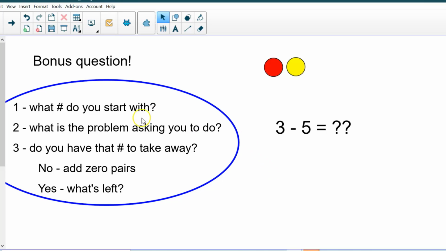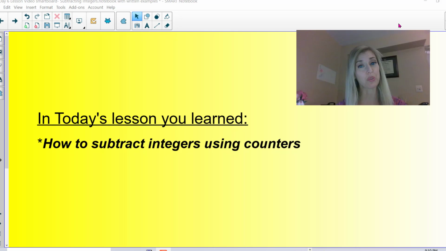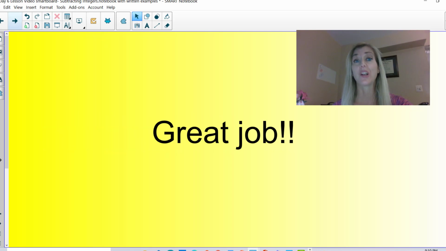Okay, so how did you do? Did you get a negative 2? If not, that's okay. Try it again and see what you get and see how to get that. And why is it negative? Interesting. So to recap, in today's lesson, you learned how to subtract integers using counters. Great job. This was a tough one.